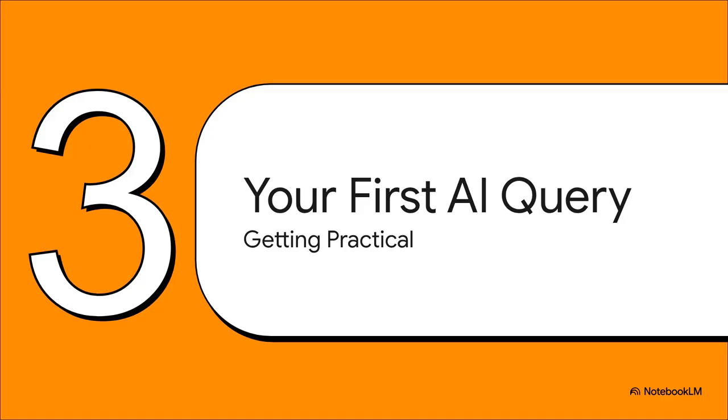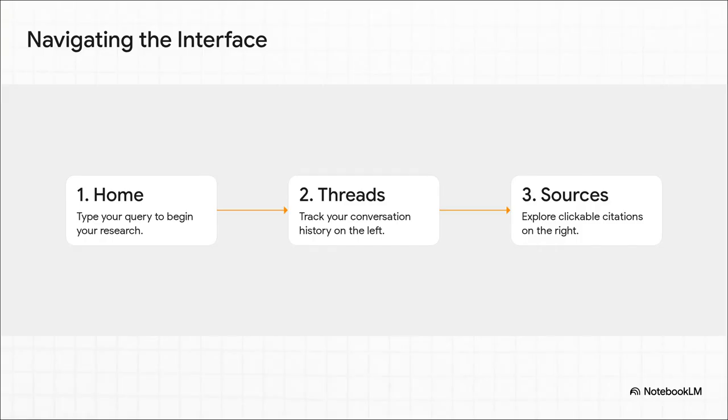All right, enough about the why. Let's get our hands dirty and talk about the how. What's it actually like to fire this thing up for the first time? Dr. Grant breaks the layout down into three super simple parts, which is great. Home is pretty obvious. That's where you type in your question. Then over on the left, you've got Threads, which keeps all your past conversations organized so you can easily jump back in. And on the right, you'll see the sources, those all-important citations we keep talking about.